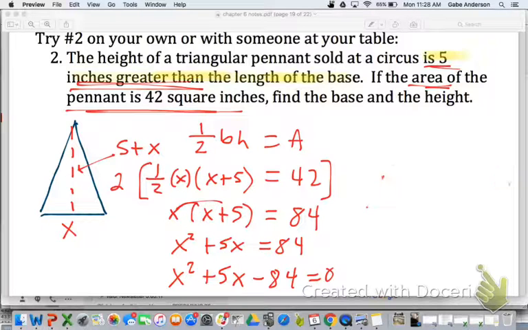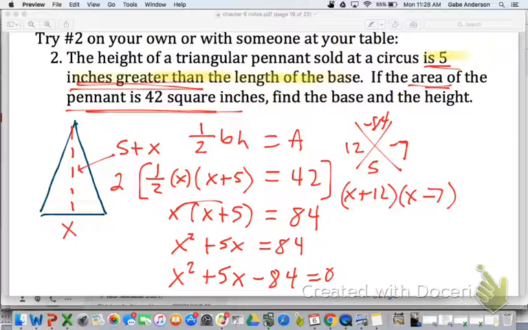All right, so now it comes down to factoring, and I think you'll find this does factor fairly well. We could do the little diamond thing and say our AC is negative 84, our B is 5. The numbers that multiply to be negative 84 and add to be 5 are? Yep, 12 times negative 7 works. So we end up with x plus 12 times x minus 7 is equal to 0.